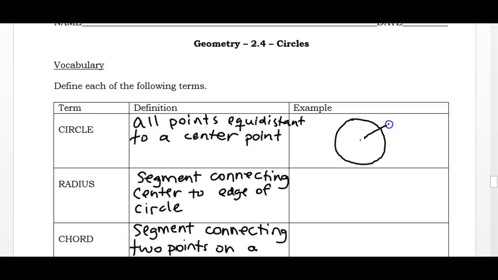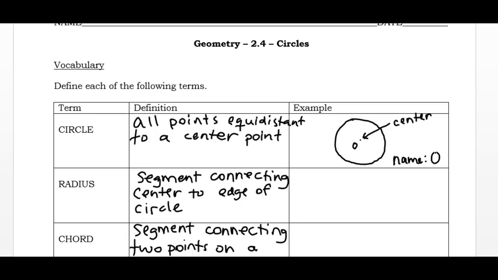We're going to call this the center of the circle, and we name a circle using a single letter, whatever the name of that center point is. So I'm going to just call this one O. The name of this circle would be circle O. Could call it A, could call it P, could call it whatever letter I wanted to call it.